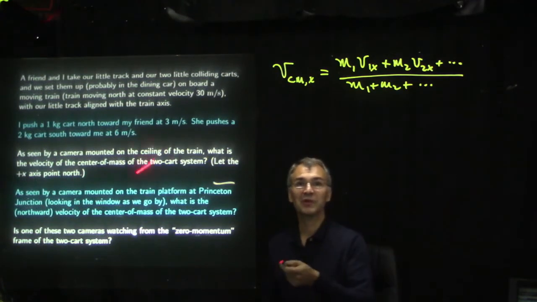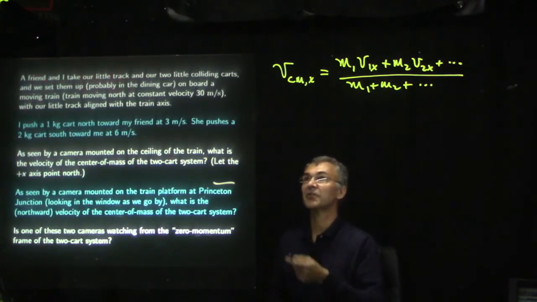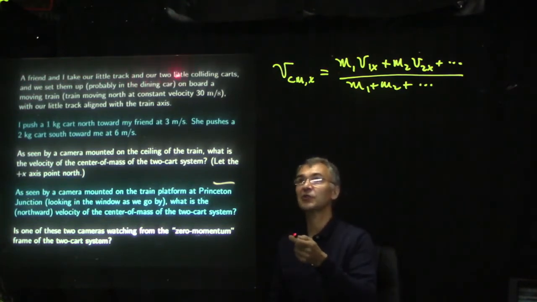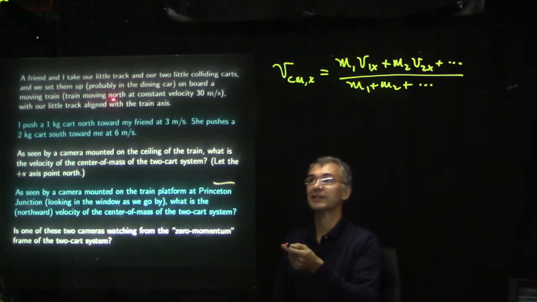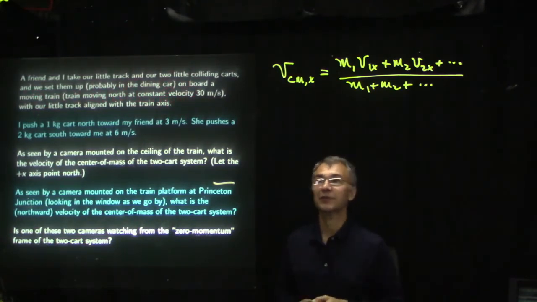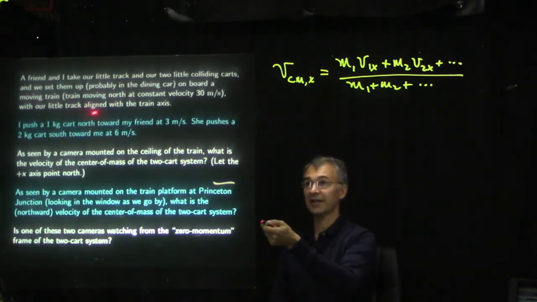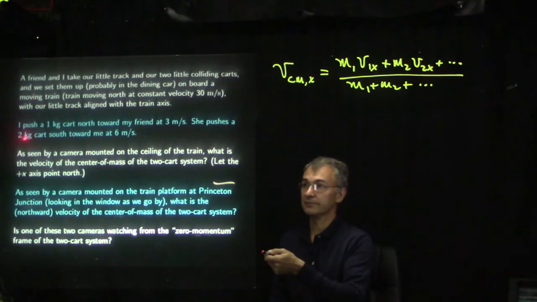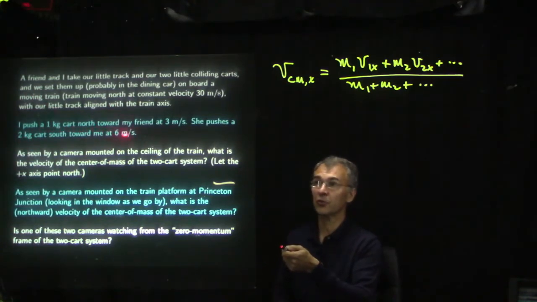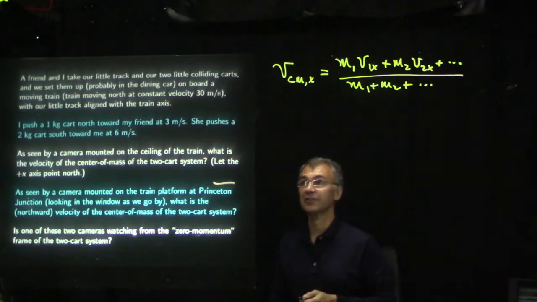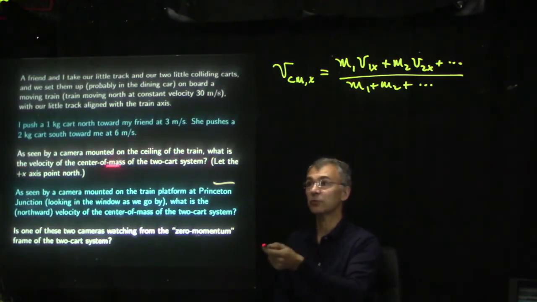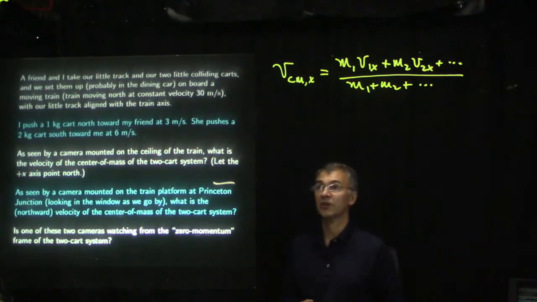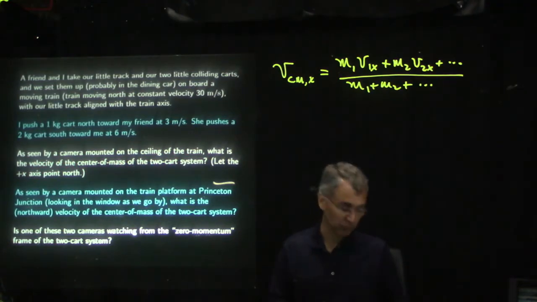Okay, similar example with different numbers. A friend and I take our little track and our two little colliding carts, and we set them up, probably in a dining car, on board a moving train. The train is moving north at a constant velocity, 30 meters per second. And our little track is aligned with the train axis. I push a 1 kilogram cart north toward my friend at 3 meters per second. She pushes a 2 kilogram cart south toward me at 6 meters per second. As seen by a camera mounted on the ceiling of the train, what is the velocity of the center of mass of the two-cart system, letting the x-axis point north?